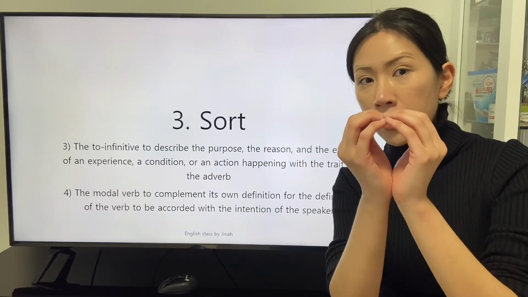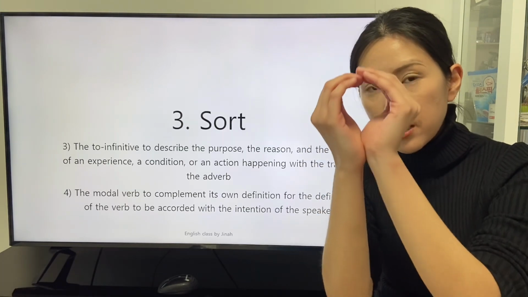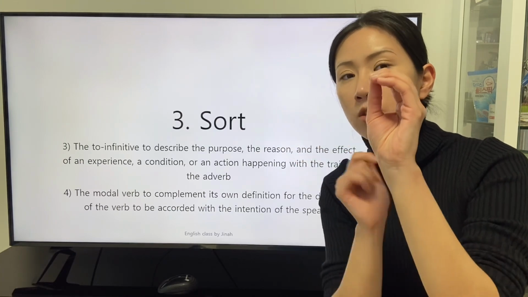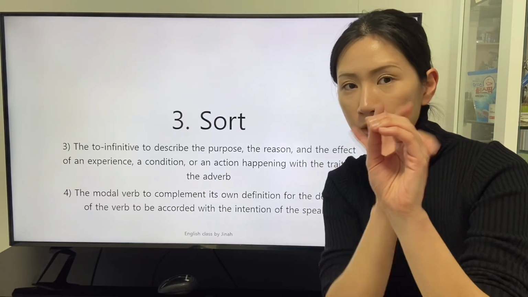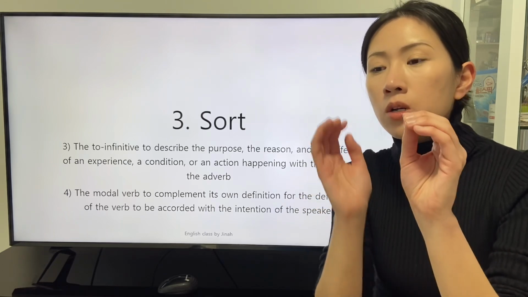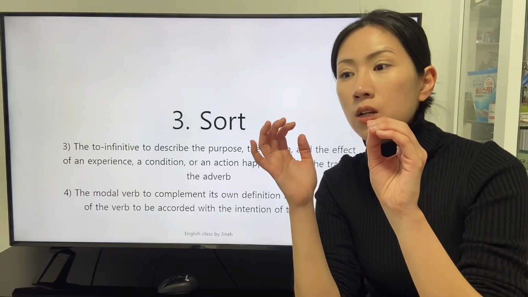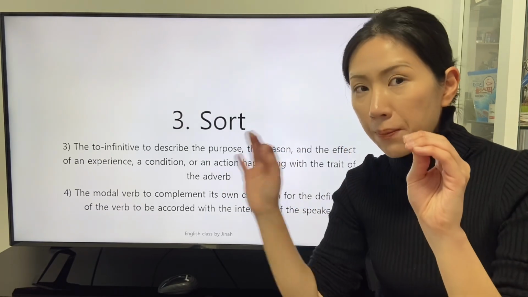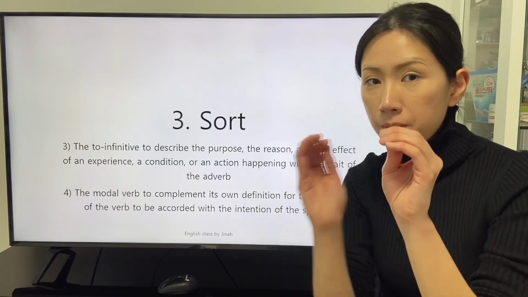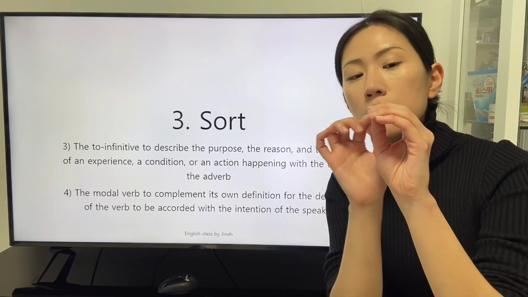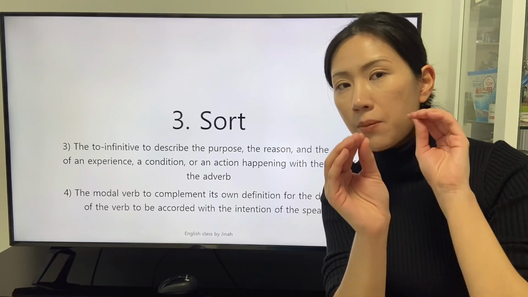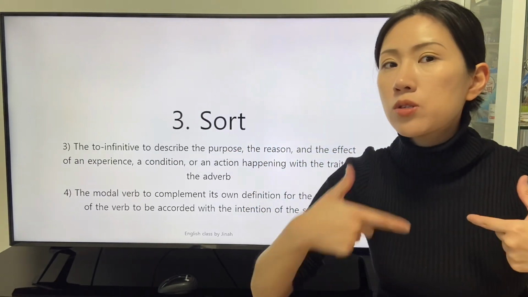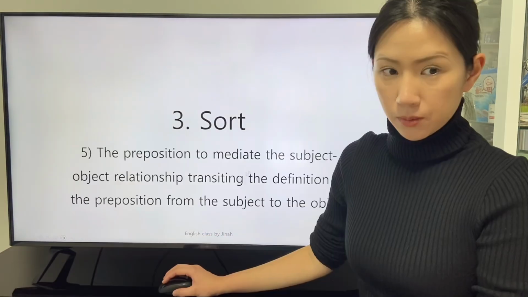The intention of the speaker seems like this circle, and the definition of the verb in a clause is just a half of the intention of the speaker. So the speaker wants to convey the entire intention with the application of a modal verb like this. So the definition of the verb and the definition of the modal verb complete the entire intention that the speaker wants to convey with the clause.